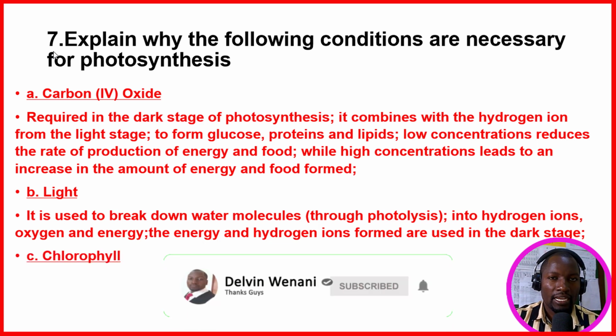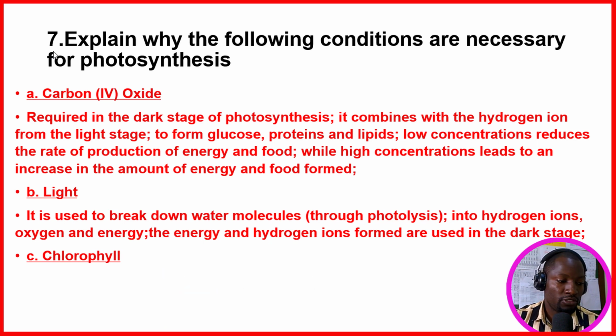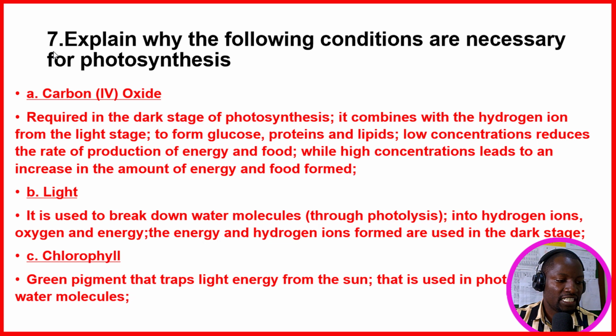We have chlorophyll. Chlorophyll is the green pigment that is found in plants. And this one is majorly to trap light energy from the sun that is used in photolysis of water molecules.